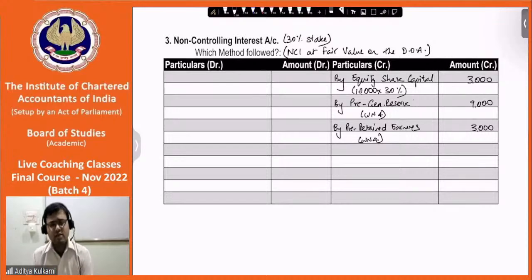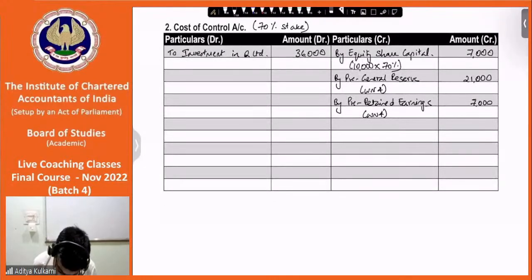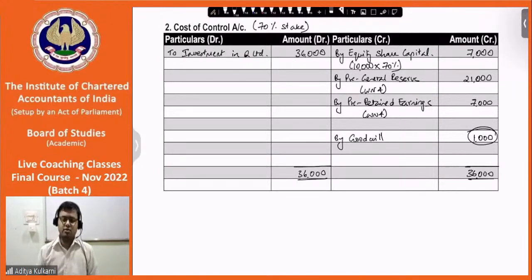But at least I can do the balancing of the accounts. So first thing is you balance the cost of control. 36 minus 7, 7, 14, 20, 35. So this is 36,000. I am left with a 1,000 balancing figure by goodwill. This is your goodwill. This is the goodwill which is attributable to the parent.